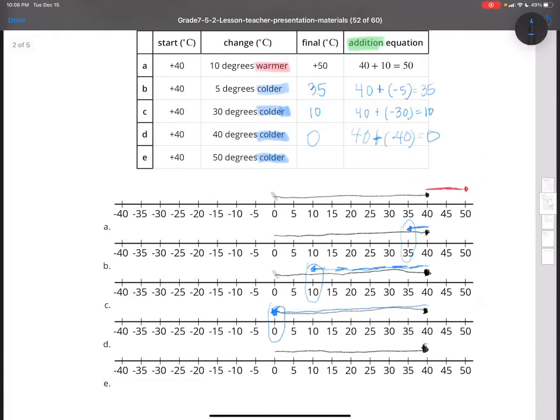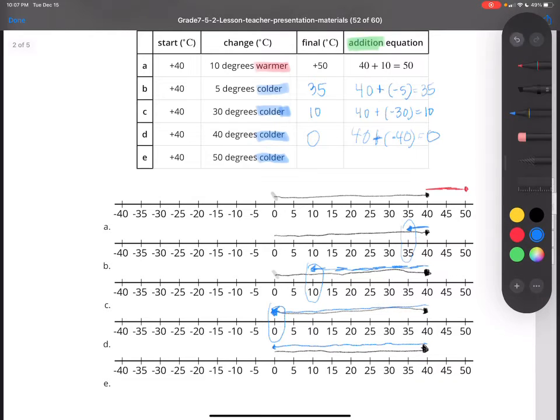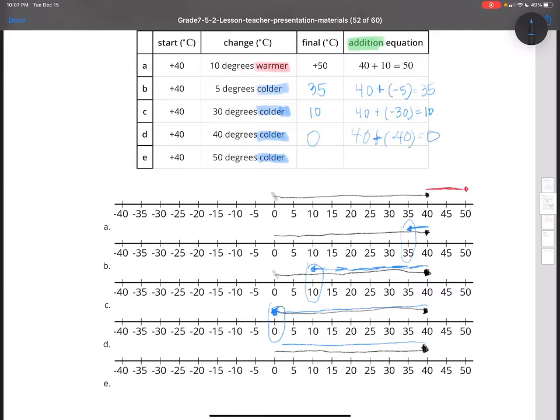Because remember, it says 50 degrees colder. So we're going to go back. And we already know that the line, judging based off the previous one, that 40 is right here. Let me undo that because I don't want you guys to think the arrow stops right there. If I was to go back 40, it would be at 0. So I need to go back 10 more since we're going to 50.